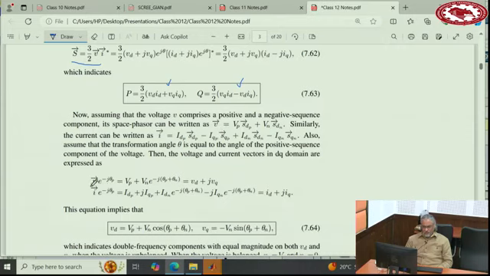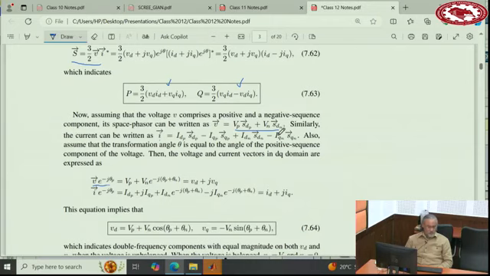So for the positive sequence voltage, if this is the positive sequence voltage, right? Now assume that the voltage comprises a positive and negative sequence. So voltage is a positive plus negative. The current can be written as, again, positive and negative. Also assume that the transformation angle is equal to the angle of the positive sequence. Okay, this is the key.